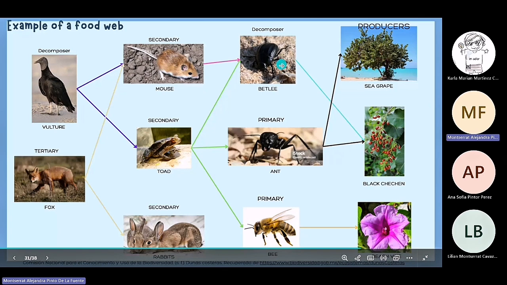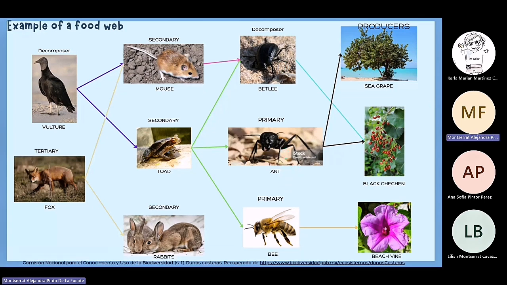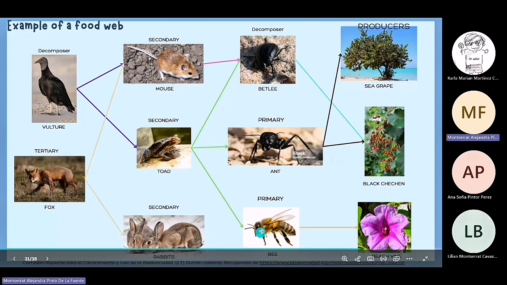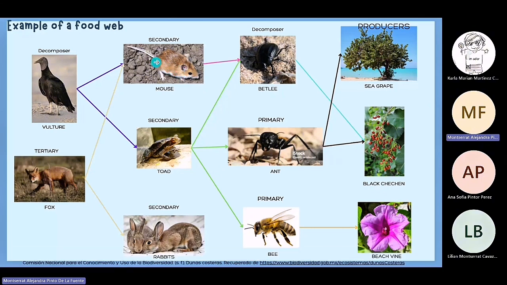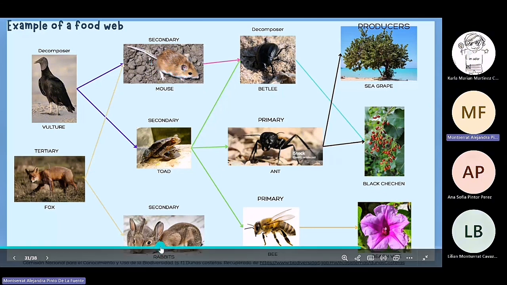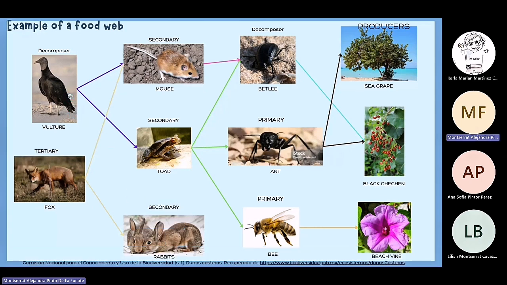And then we have the primary consumers. These are animals that eat the producers, and we have a beetle, an ant, and a bee. Then for the secondary, we have a mouse, a toad, and rabbits, and these animals eat the primary and sometimes other producers. And for the last level, we have the tertiary consumers, and we have the vulture and the fox. But here in the example of the food web, we also have that the vulture and the beetle can work as decomposers. This is because they have other niches or works that help to decompose the material of all the other levels.